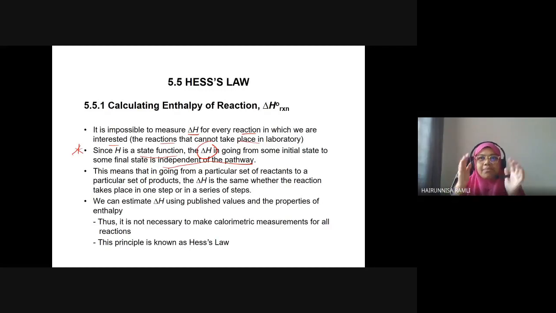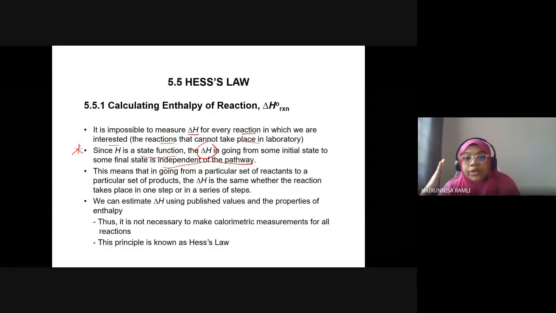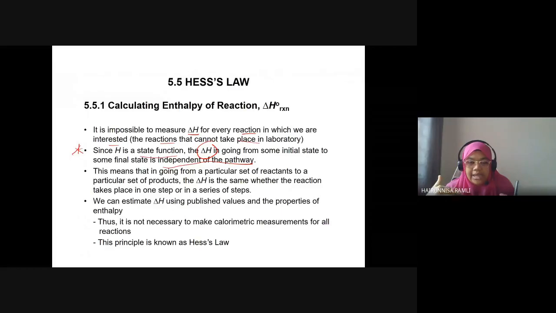You nak ikut jalan mana? Okay, jadi istilah the main road yang patutnya kita pakai adalah highway lah. For example, highway plus. Okay, tapi kita ada jalan lain kan? So, kat situ independent of the pathway, the value of delta H ataupun value maksudnya daripada initial nak sampai ke final tu, okay, dia punya delta H tu sama. Okay, that's why dia kata independent of the pathway. Tak kisahlah you ikut jarak dekat ke, ikut jarak jauh ke, you tetap sampai tempat yang sama.